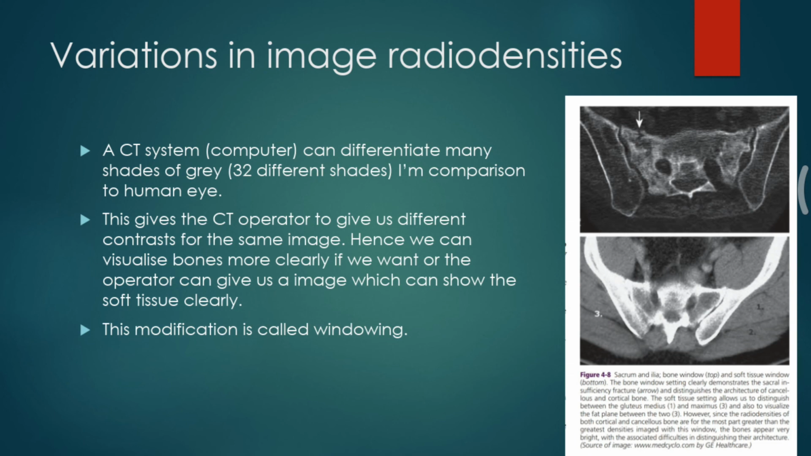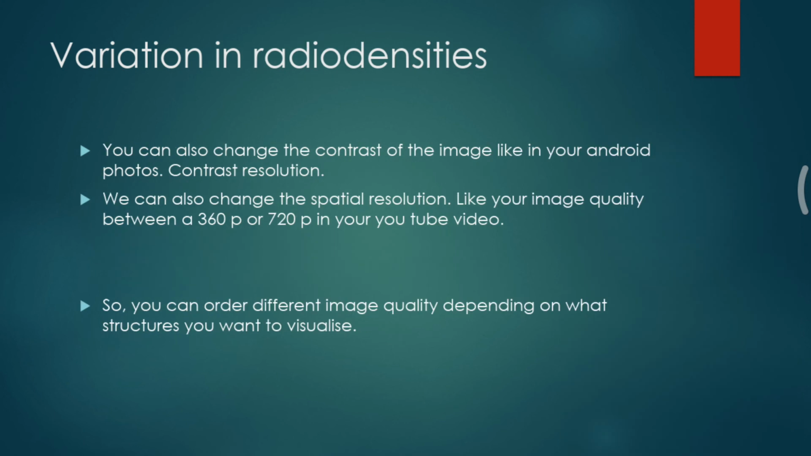Now, the variation in radio densities, that is the shades of gray, can also be brought about by contrast resolution as well as spatial resolution. What is contrast resolution? In many of your photos and images, if you want to edit the image, you can change the contrast of it, make it lighter, or make it darker. So that is possible, like in a photograph.